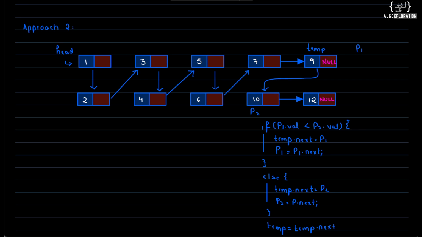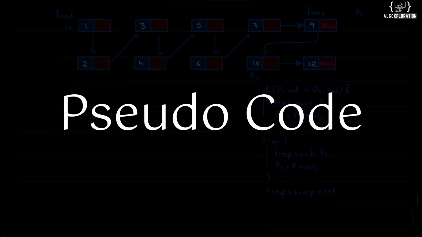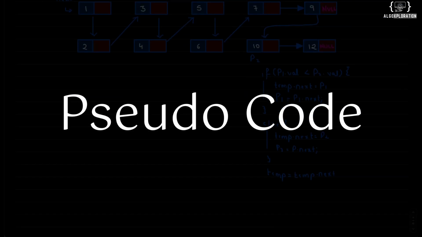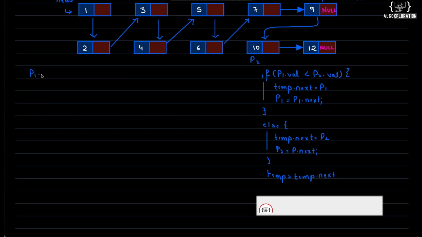That's it. So if you take a look, after 7 the next largest is 9, and after 9 the next is 10, and then 12. That's it. So here is how the pseudocode will look. P1 will be head 1 and P2 will be head 2.